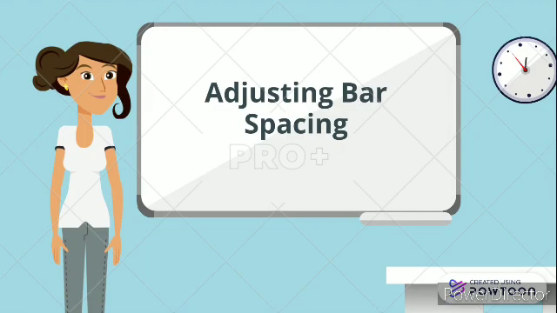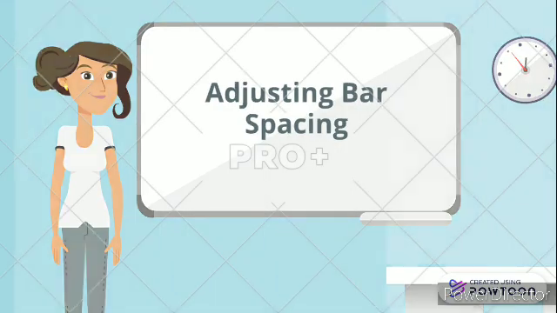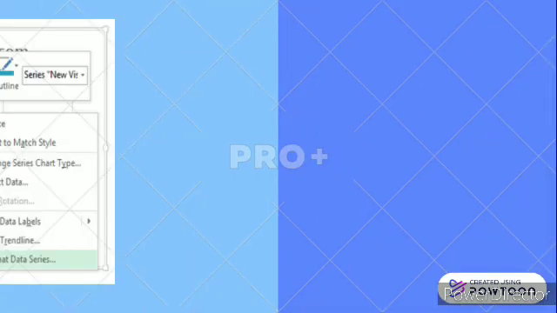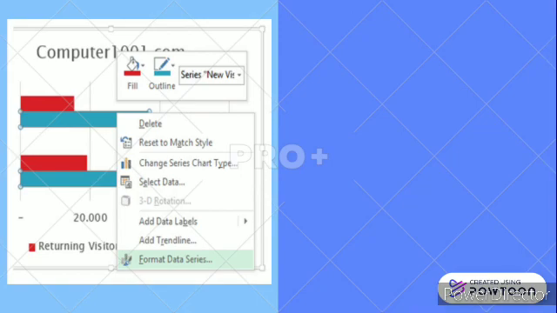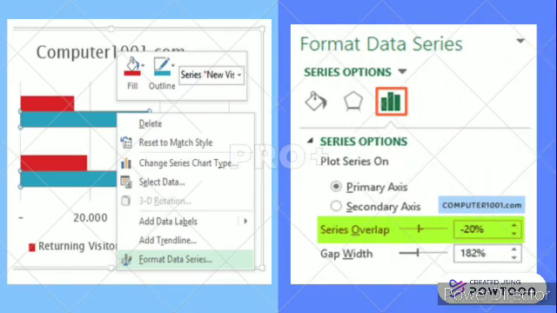Adjusting bar spacing. How? 1. Right-click a data series and select Format Data Series. 2. In the Series options, in the Series Overlap, click and drag the slider to the left or fill in the percentage box, for example -20%.